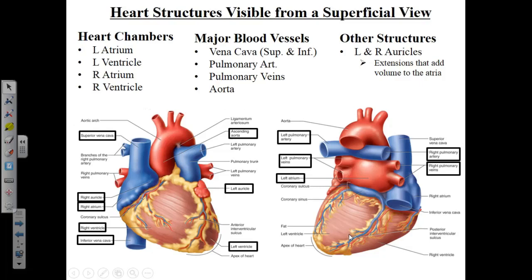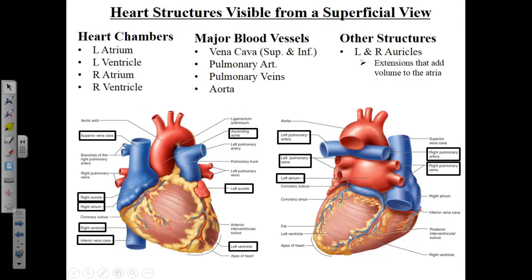If you are taking a look at the heart from a superficial view, this is going to be the right side of the heart. This is going to be the left side of the heart. Up here is where we have the right atrium. Over here is where we have the left atrium. Down here is the right ventricle, and over here is the left ventricle. It'll be easier to see once we take a look at a section of the heart, when you look inside. So, major blood vessels.